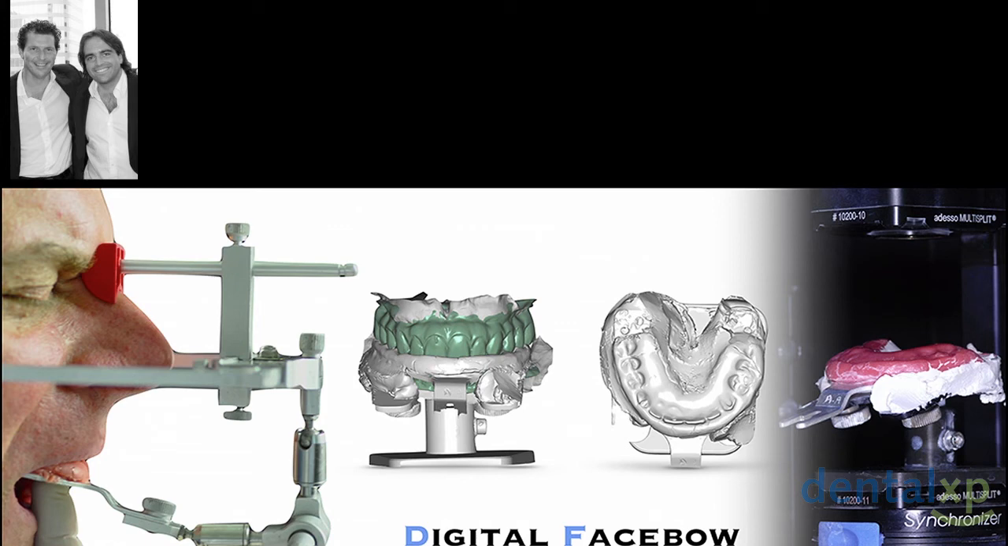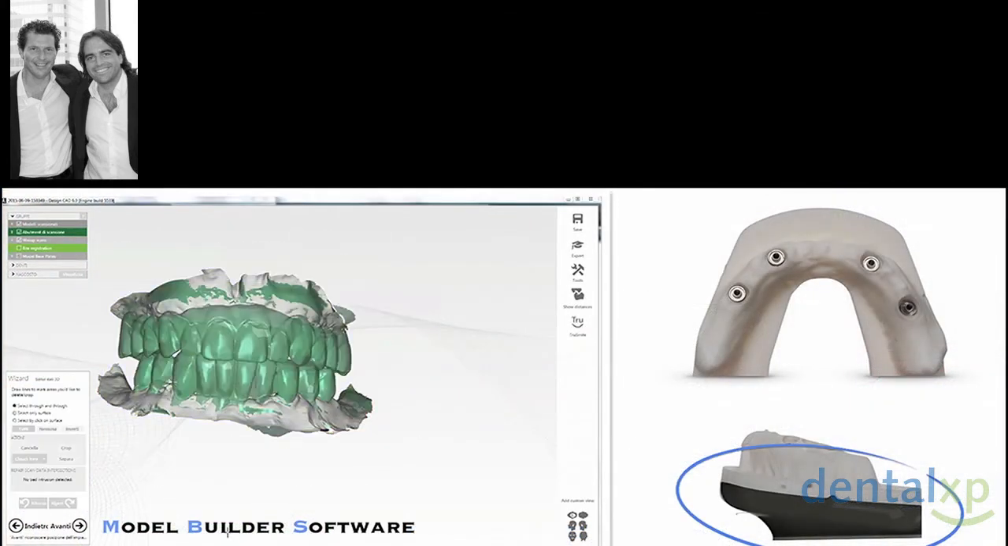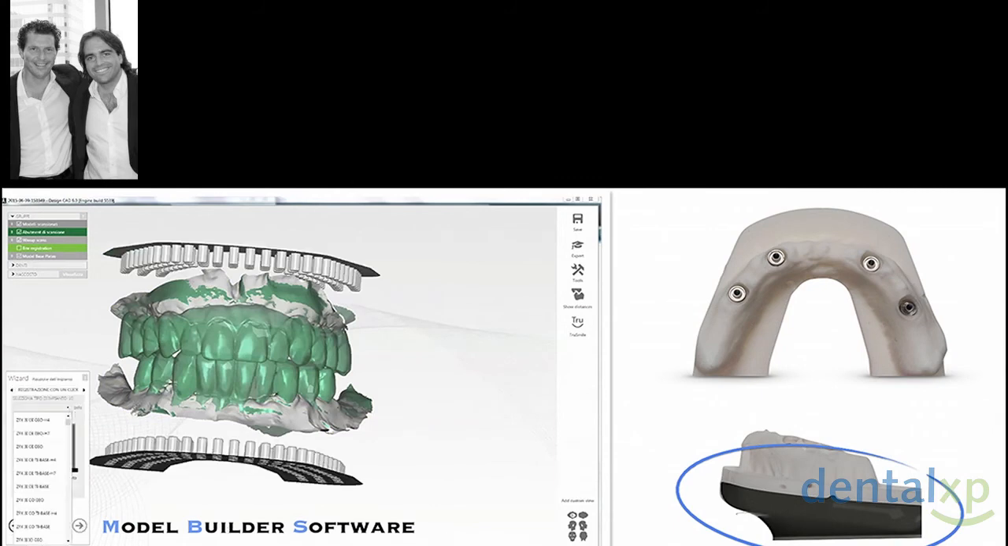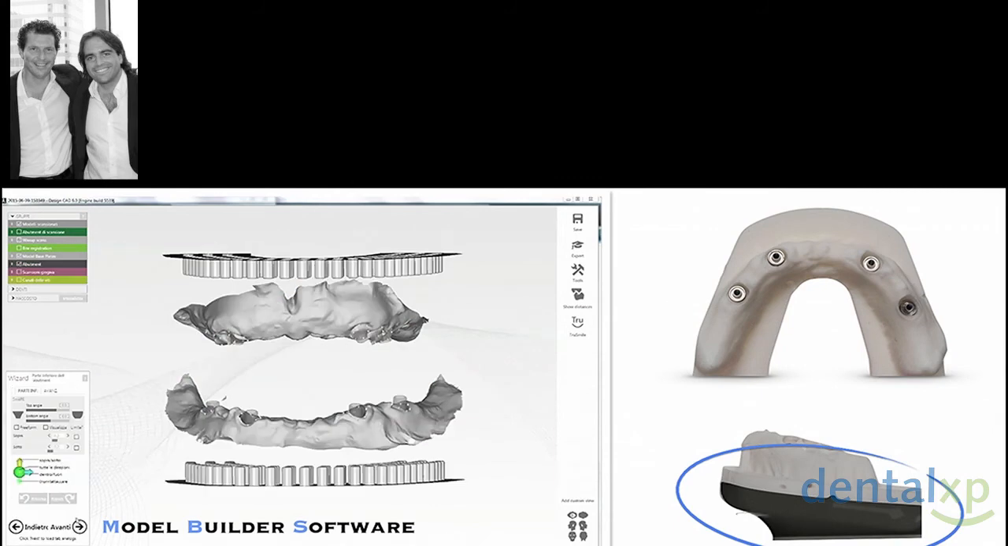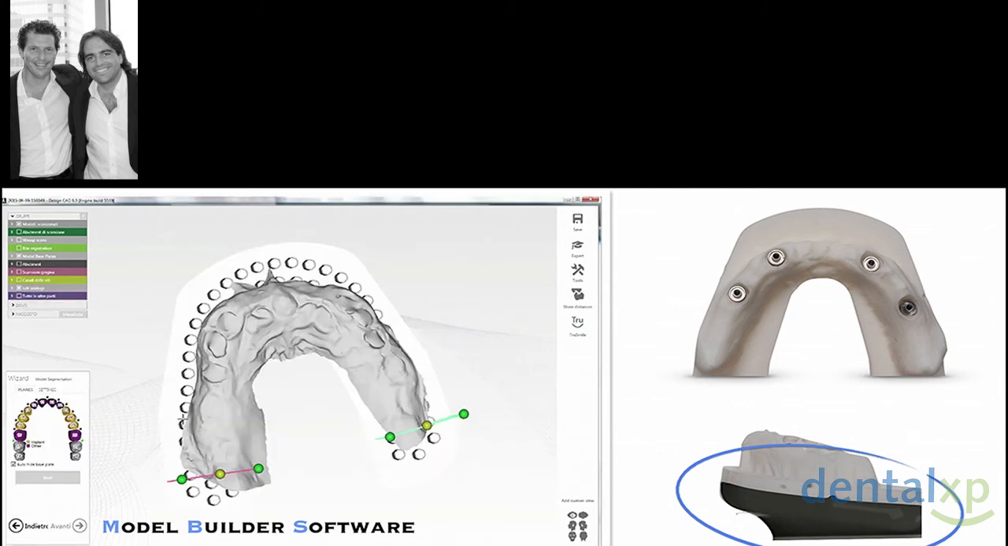But we don't want a digital model or traditional model. I want a digital model. I don't want the traditional model. In fact, the laser-sintered models were then produced and oriented following the digital workflow sent to the model builder software.